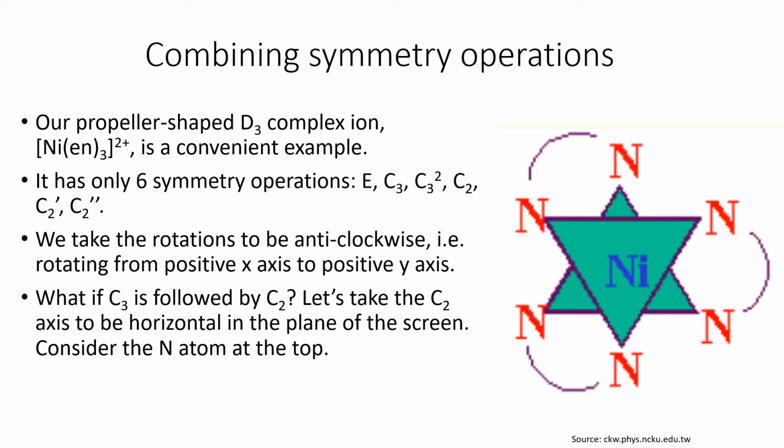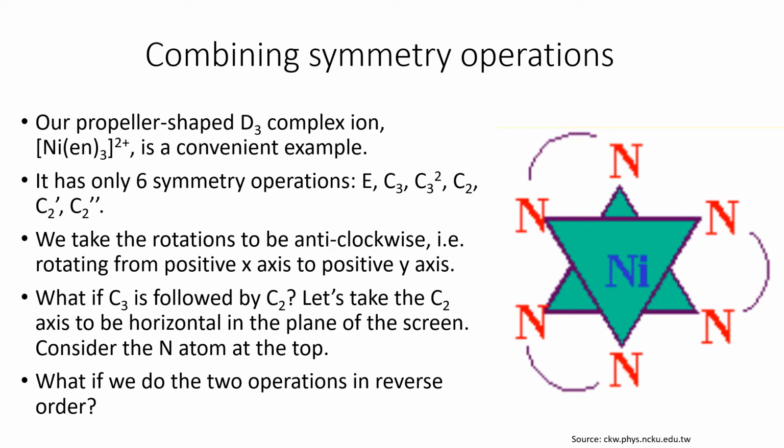And so what's the net effect then of doing those 2 operations? How did we get the nitrogen from the top position on the back triangle to the top left position on the front triangle? And I think the answer is we must have done a C2 rotation, but around a different C2 axis, the C2 axis that bisects those 2 nitrogen positions. So what we found is that the C3 operation followed by that horizontal C2 operation is equivalent to a different one of the operations in that group, one of the other C2 axes.